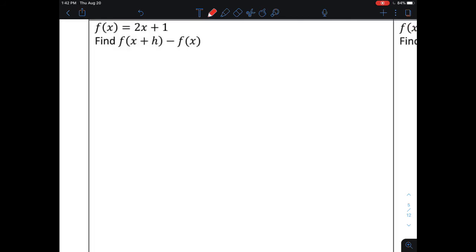All right, let's look at another example of operation with functions using function notation. And this time we're just strictly working with the function of x, and then we have our instructions below. We want to find f of x plus h, and we want to subtract f of x from it. So in our expression, we're going to wind up subtracting f of x from whatever f of x plus h is. So I have f of x right now. f of x is going to be 2x plus 1.